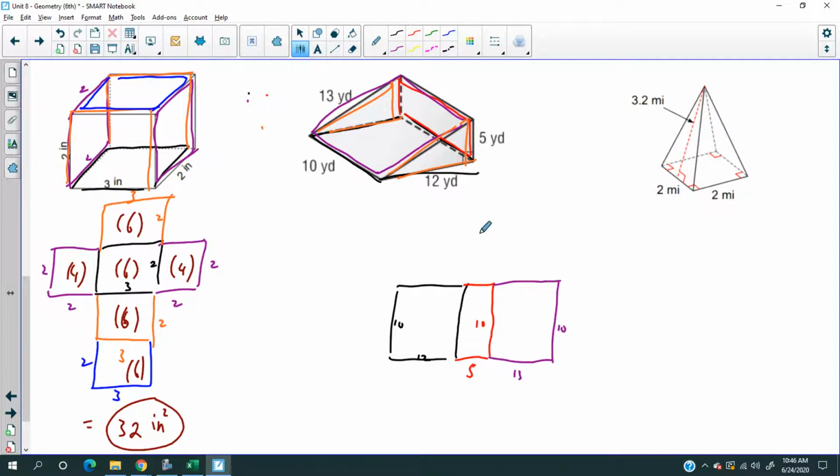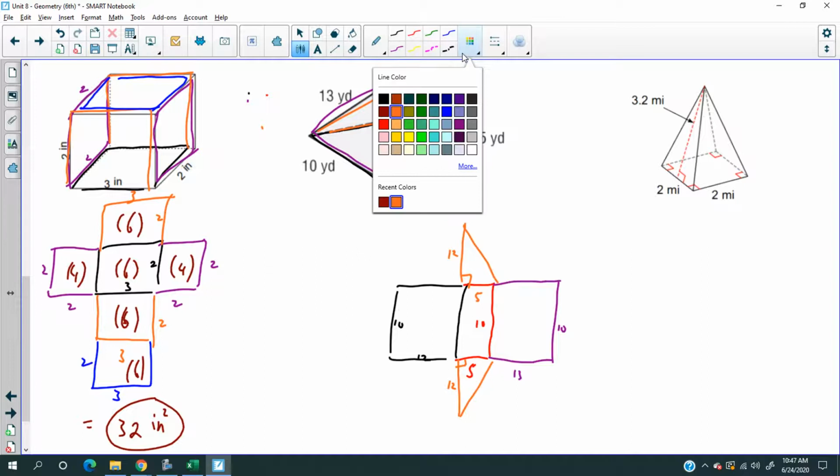So let's see, how would this get attached? It would look something like this. It's a little out of proportion, I get it. All right, so that's the right angle, right? So that's a 5 by 12, so 5 here, 12 straight up. Yep, 5 here, 12 straight up. Okay, got that?